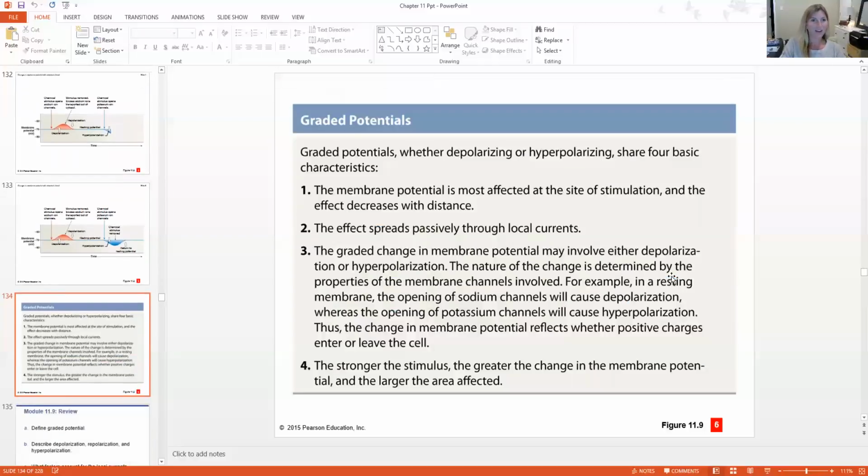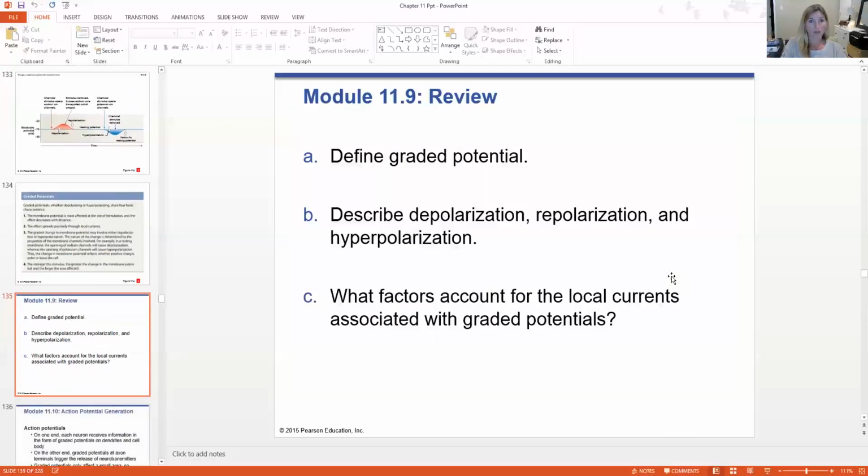Let's talk graded potential. Here's the chart that comes from your book, and it's just giving you the characteristics of a graded potential. Now, remember, a graded potential is localized, small, it doesn't propagate. So it's like a little spark that doesn't ignite the entire fire. Just a little bit of a change. You can pause the video here, go back and review.